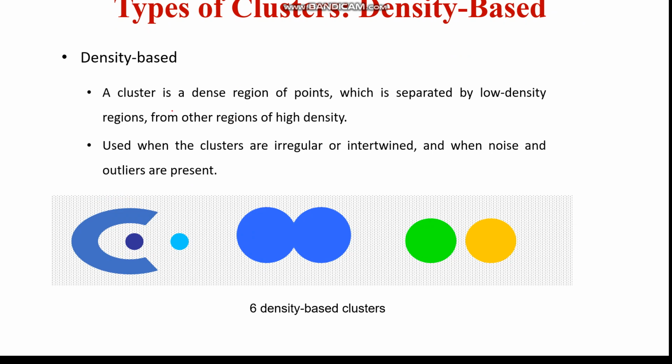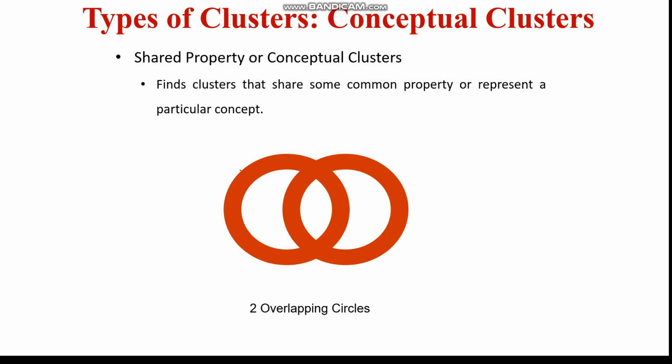So we have density based clusters, where a cluster is a dense region of points which is separated by low density regions from the other high density regions. We are talking of sparse and dense points. Sparse points are scattered from each other, while dense points are very close to each other. If we are finding points based on density, like their closeness to each other, then they are known as density based clusters. They are used when the clusters are irregular or intertwined, and when noise or outliers are present, then we go with the technique of density based clusters.